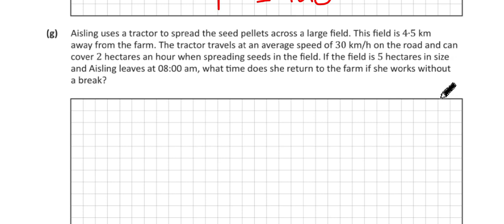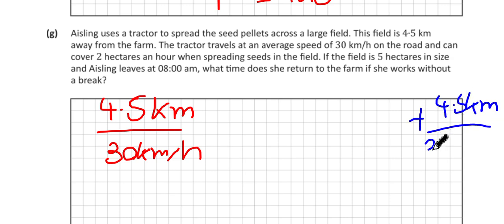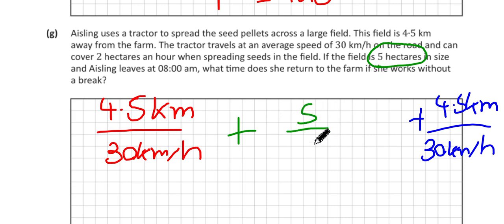Okay, guys, I have an idea. Would you agree there's 2 sections here? She has to travel to work, which is 4.5 kilometers divided by 30 kilometers an hour. She has to travel home, which is another 4.5 kilometers divided by 30 kilometers per hour. However, while she's at work, she has to cover 5 hectares, and she does 2 hectares per hour. So here's what we're going to do.